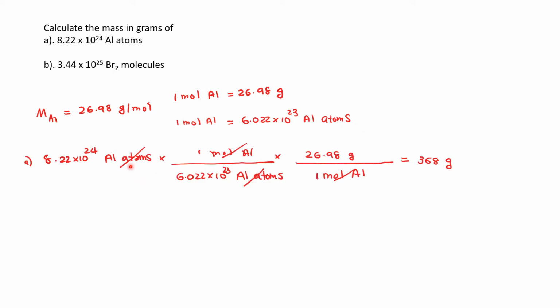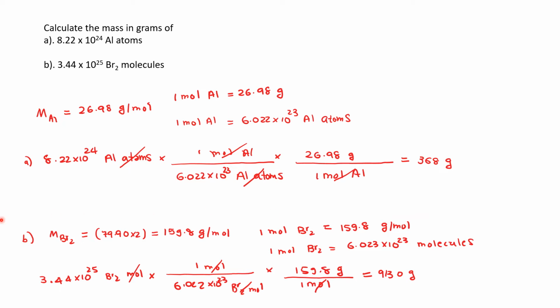Let's do the dimensional analysis, and we start with 8.22 times 10 to the 24 aluminum atoms, and we are going to use this information as a fraction in such a way that the aluminum atoms to aluminum atoms cancel out. And then in the next step we are going to incorporate the mass. So we use this information as a fraction, so you can see mole aluminum cancels out to mole aluminum. So the answer to part A is 368 grams.